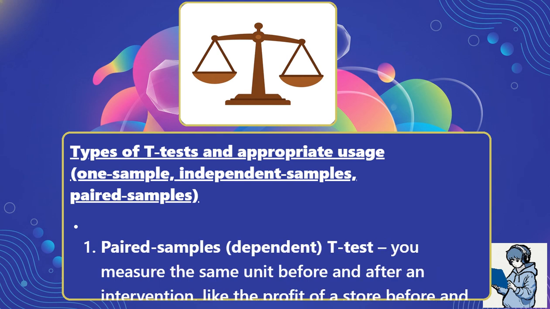Paired samples, dependent t-test. You measure the same unit before and after an intervention, like the profit of a store before and after a new promotion. Because the two numbers come from the same store, they are linked, paired. The test looks at the average of the differences.